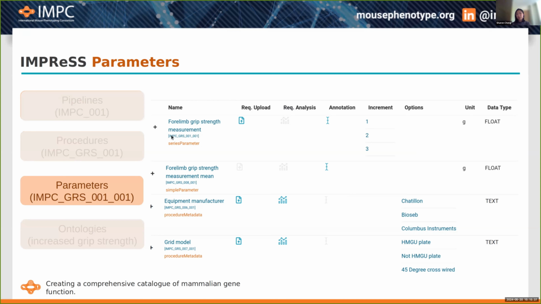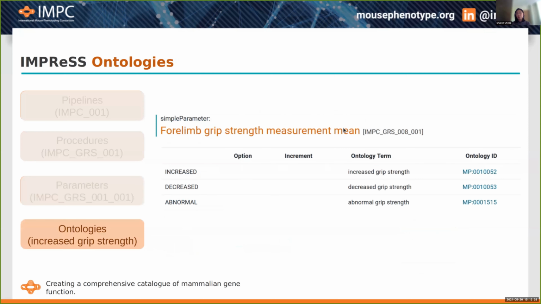Back to the whole image, we have different parameters here. They are of different types: series, simple, procedure metadata, and with the unit and data type defined. There are parameters that are marked for annotation, which means that they are going to be analyzed. The volume grip strength mean is one of the parameters in the grip strength procedure that is marked for annotation. It means that it will go through a statistical test and get analyzed. When the mutants are identified as different compared to the control, an ontology term such as increased grip strength will get assigned. These are the phenotypes you see on the web portal. But we usually use the mammalian phenotype ontology term ID to annotate the phenotype, which you could find in the ontology ID column. There are also other ontologies such as PATO terms used in pathology procedures.